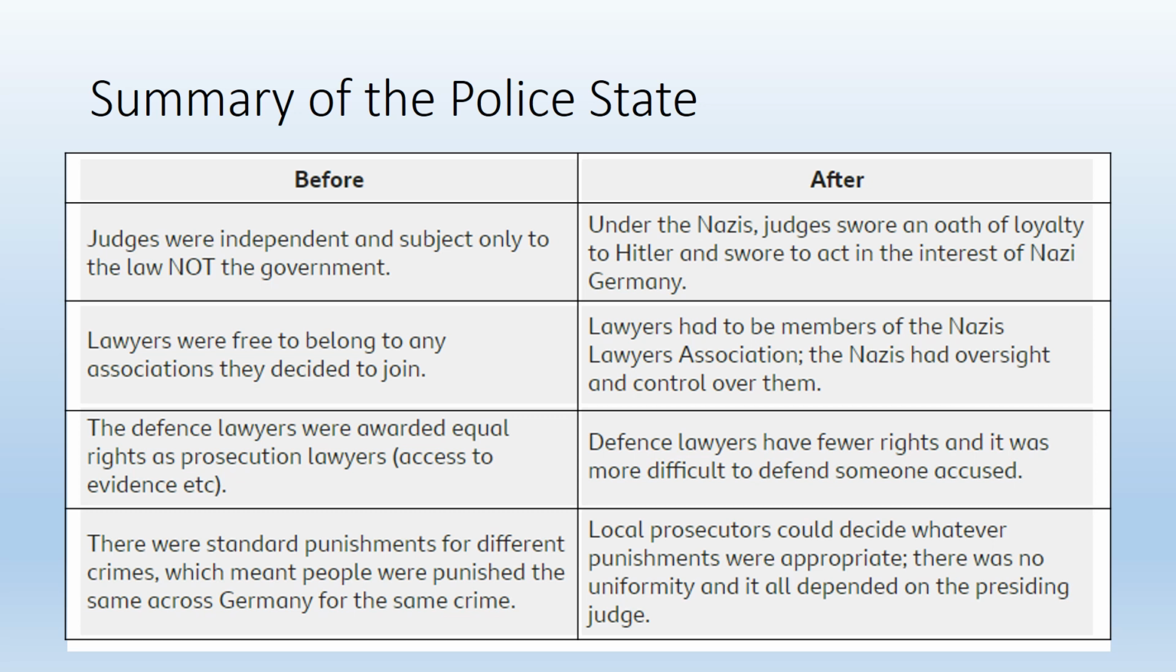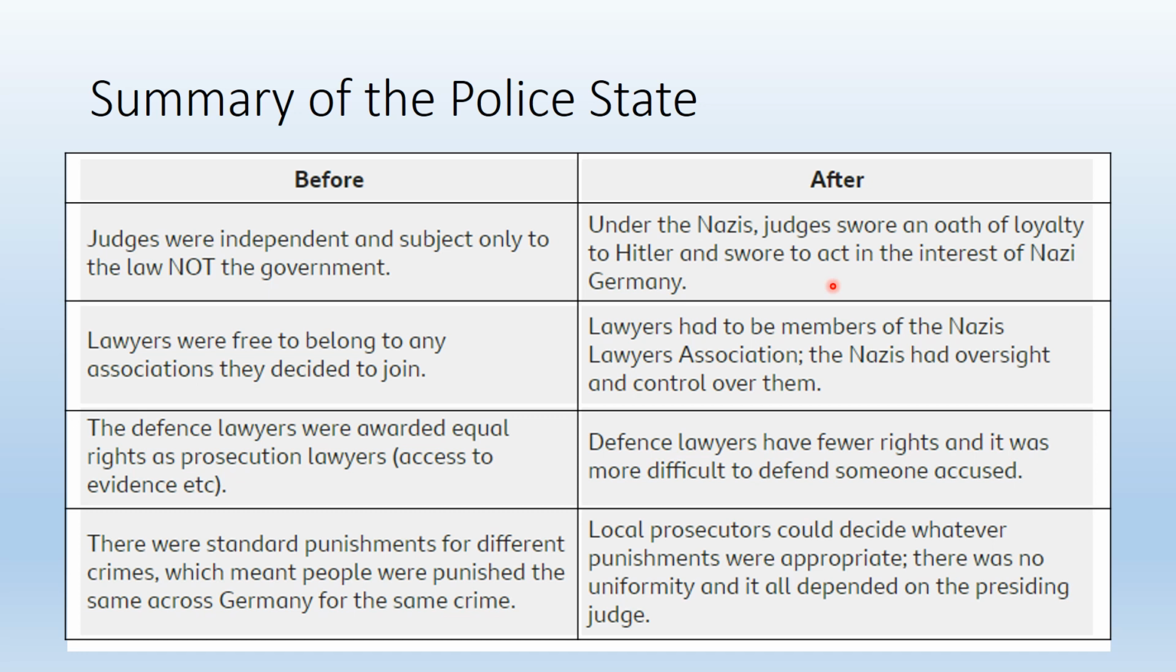So overall, a summary of the police state. If we look at the before and the after, it's a great way just to look at this visually. Before the police state, judges were independent. They could essentially rule the way that they saw fit, using the law to the best of their ability. After, the Nazis made judges swear an oath of loyalty to Hitler and act in the national interest of the Nazi government. If they did not do so, they would be dismissed from their job.